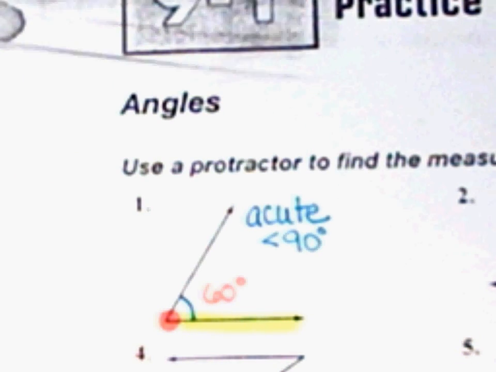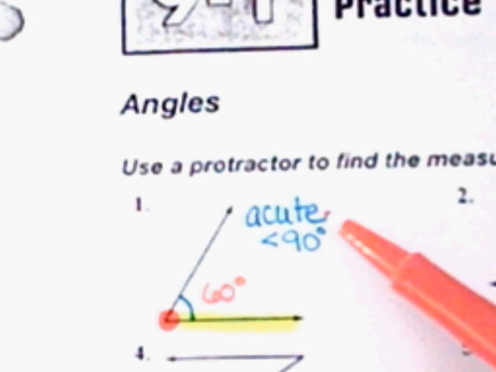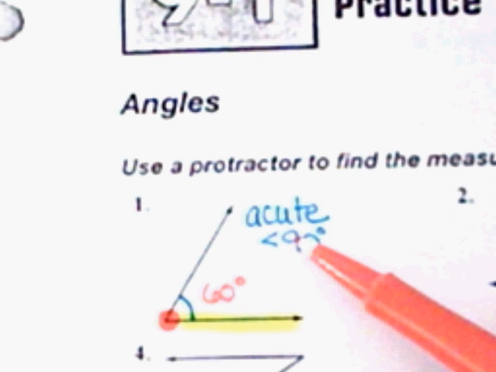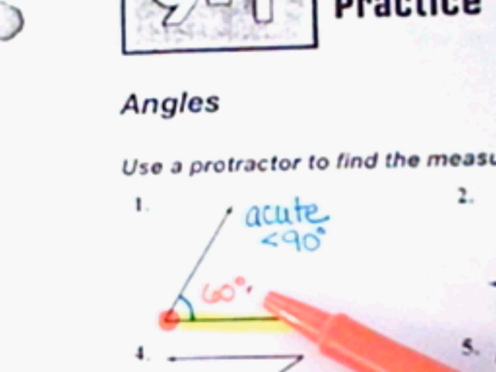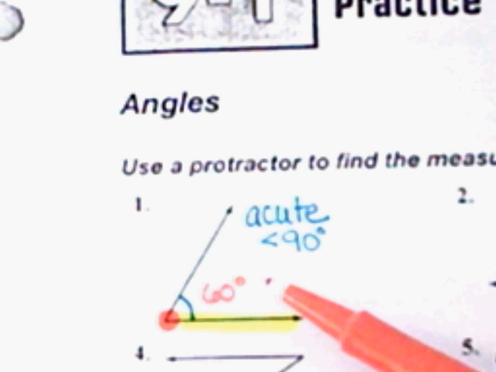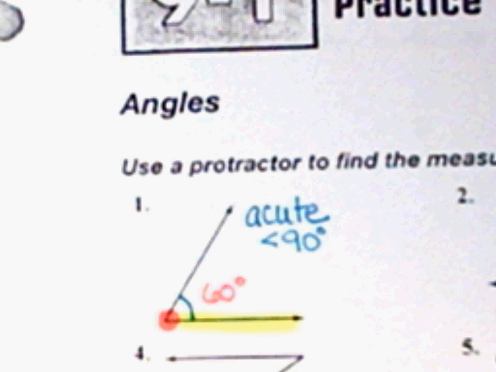Now I'm going to do a double check. Before I even started, I named my angle. It's an acute angle. I know that an acute angle is less than 90. So I'm going to double check and make sure, is my answer less than 90? Yes, 60 is less than 90. So I have to be confident that that is truly my angle and the correct angle.